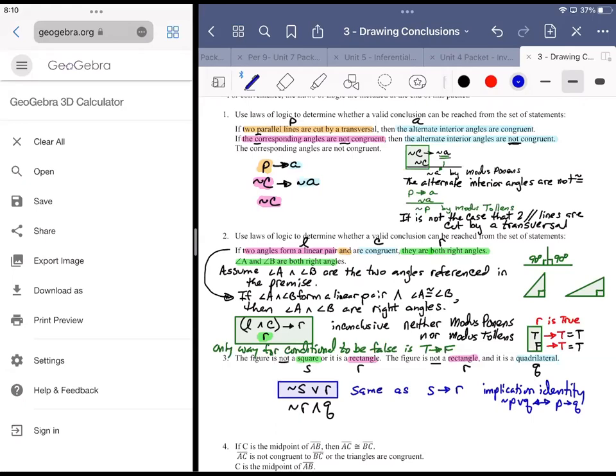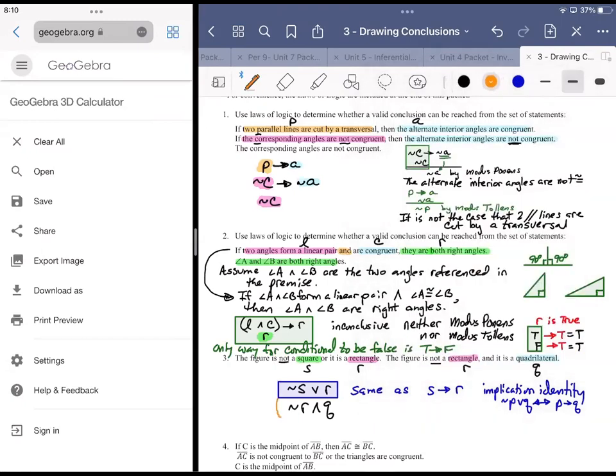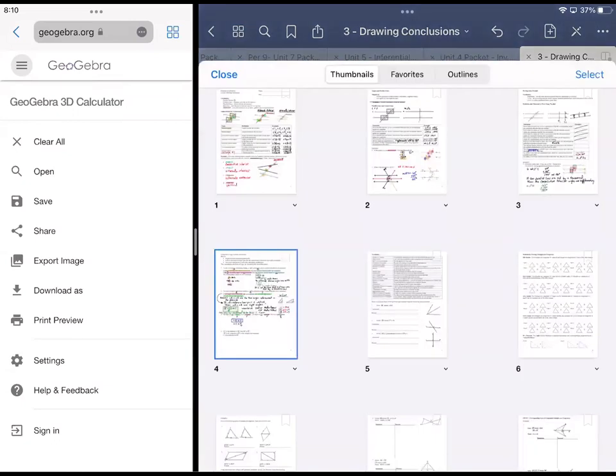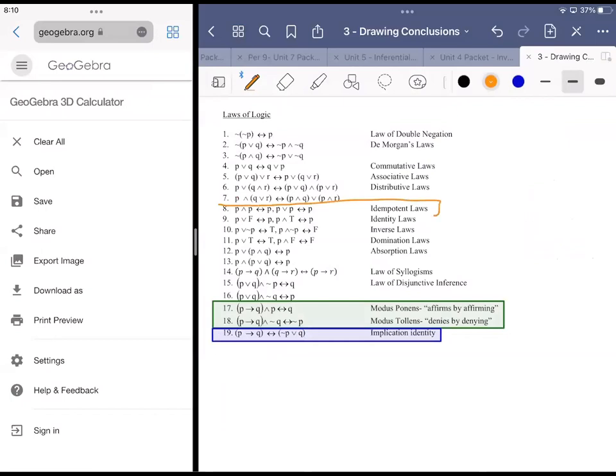Now, the second one, that's kind of an important one to talk about, because that was the one that I forgot to put in the packet last unit. That's the idempotent identity or law. All right. So what this means is that not R and Q are both true. All right. So I'll just bring it back here. The idempotent, that's number eight, laws. All right.